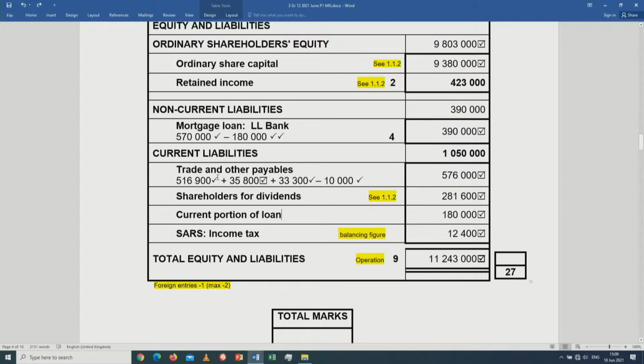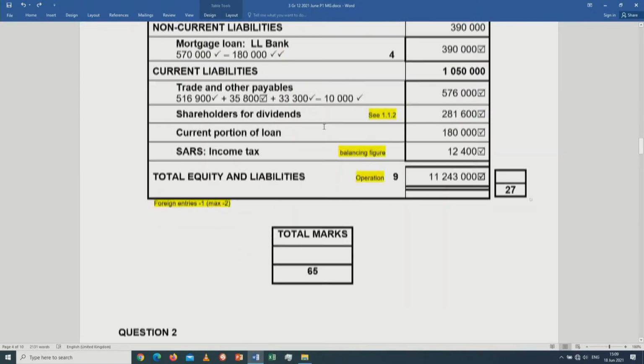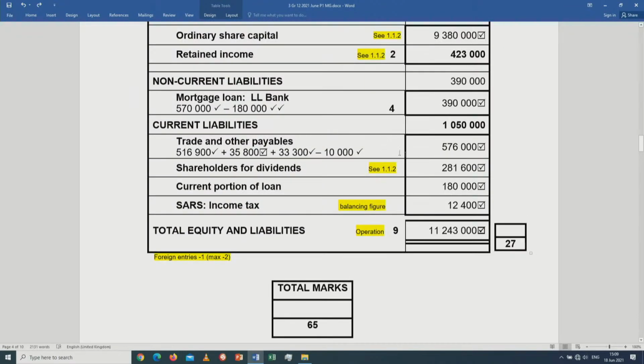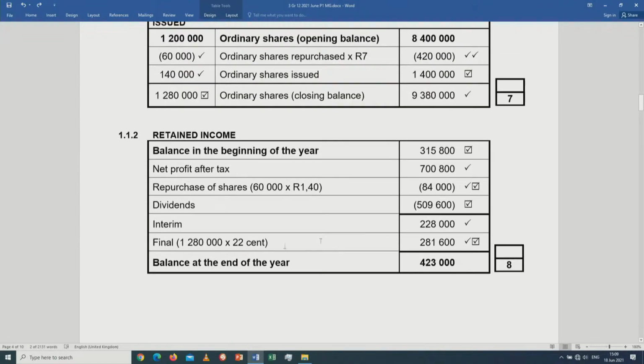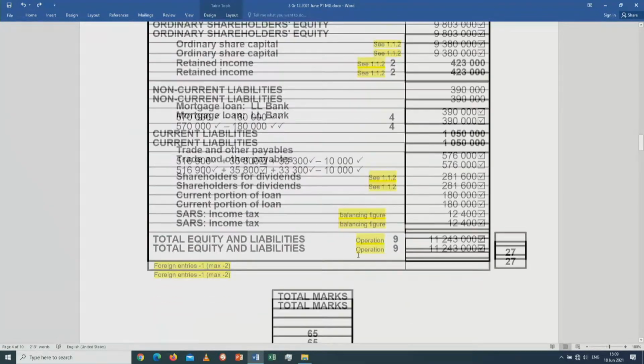So this 516 accuracy, 35,800 method mark, you check the figure that the learner has from the rent income, 33,300, the 10,000 must be subtracted. So remember, the 10,000 is the same 10,000 that was transferred between the debtor and the creditor, and the 576 method mark. If any of the figure is right here, 1 mark. Shareholders for dividends, this figure, a method mark, it must be the same figure as the one that is there from the final or the amount that was declared for dividends. So it must be the same.